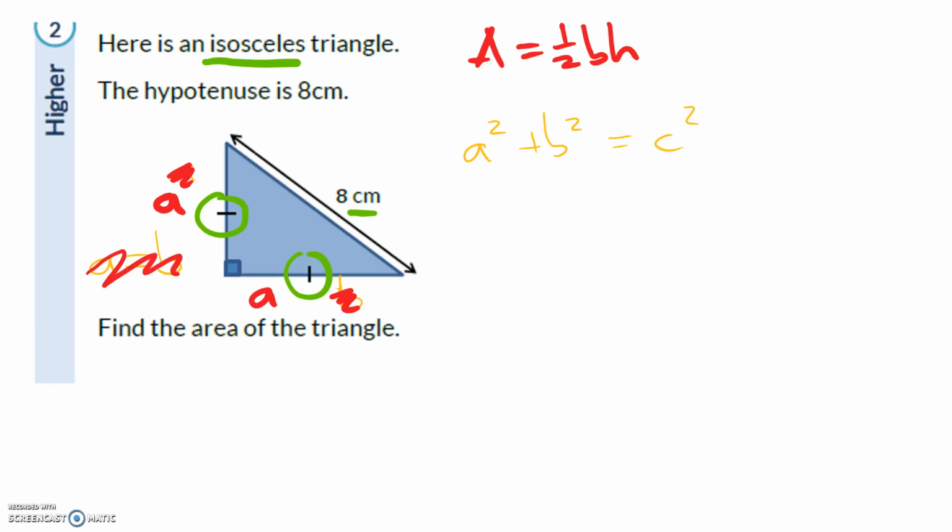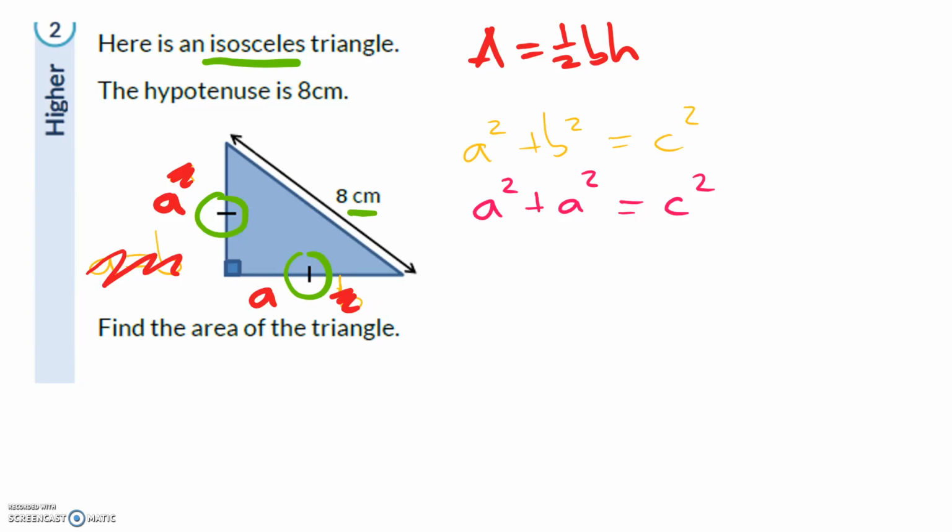Right, so we can now replace a squared plus b squared in our Pythagoras formula with a squared plus a squared, because a and b are the same length. We've relabeled them a and a. So we're saying a squared plus a squared has to give us c squared. And we know what c is. c is 8. So let's try and simplify what we've got.